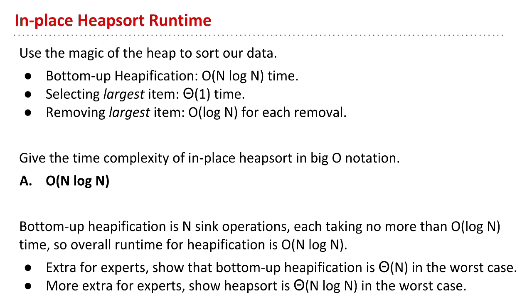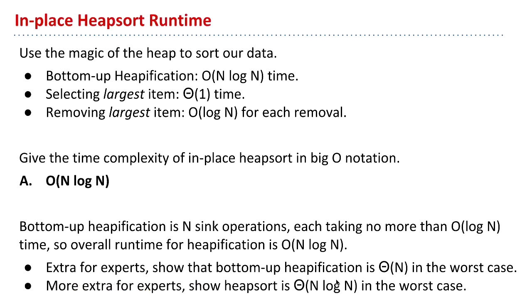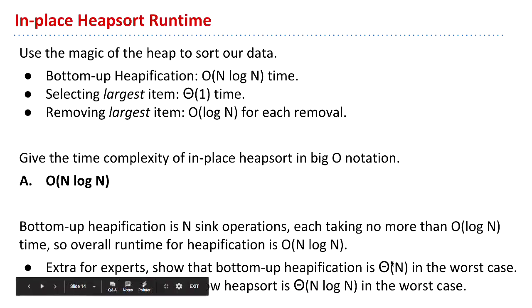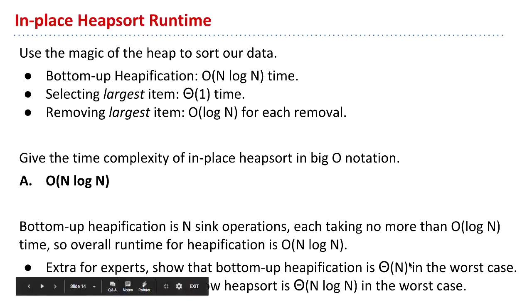And then more extra for experts, you can show, it's not that hard from this point, that heap sort overall is theta n log n in the worst case. All right. So this is tricky. This theta n proof is a pretty fun one. So if you like those really hard asymptotics problems where it feels like it's going to be n log n, but it's actually n, this is the problem for you. Okay. All right. So moving on.